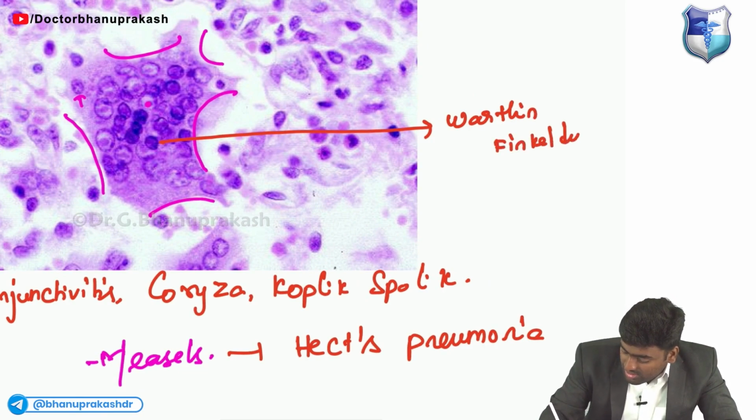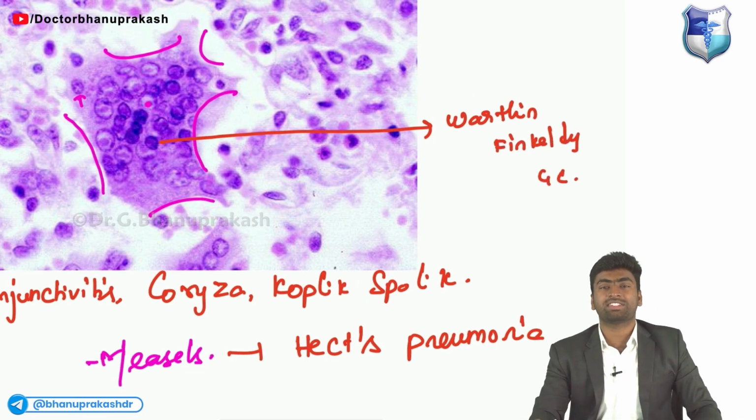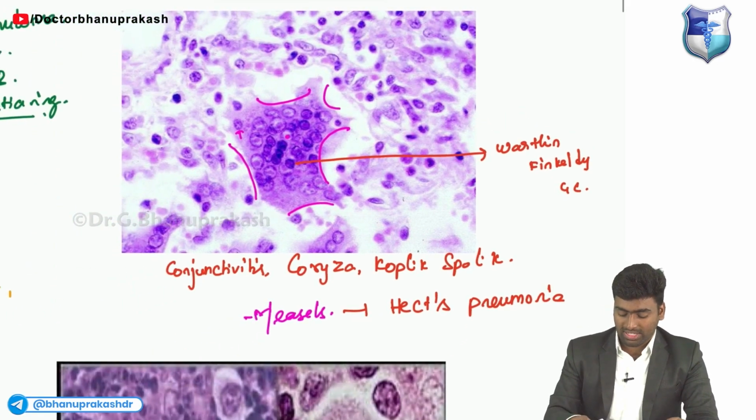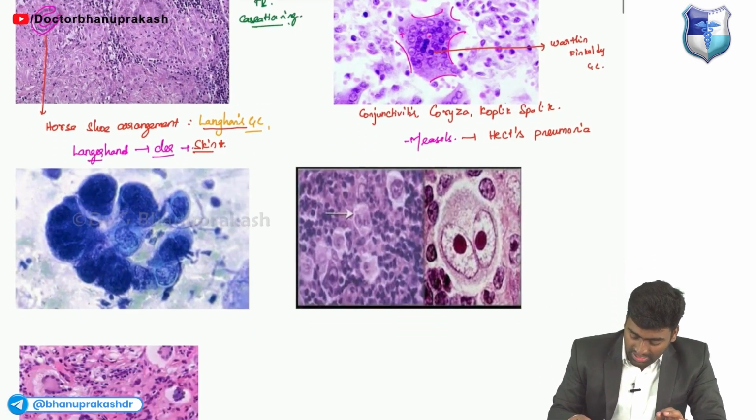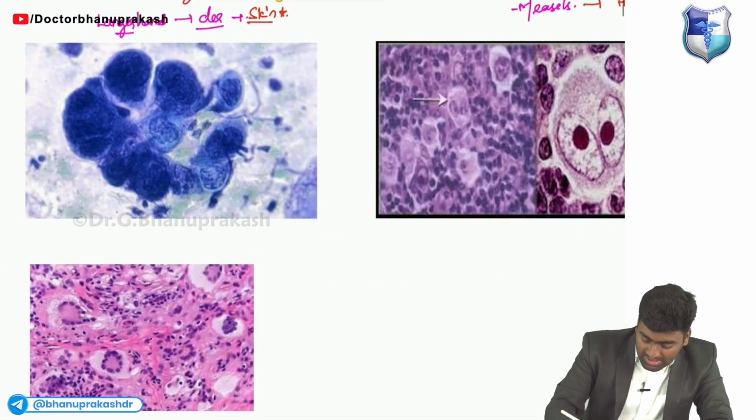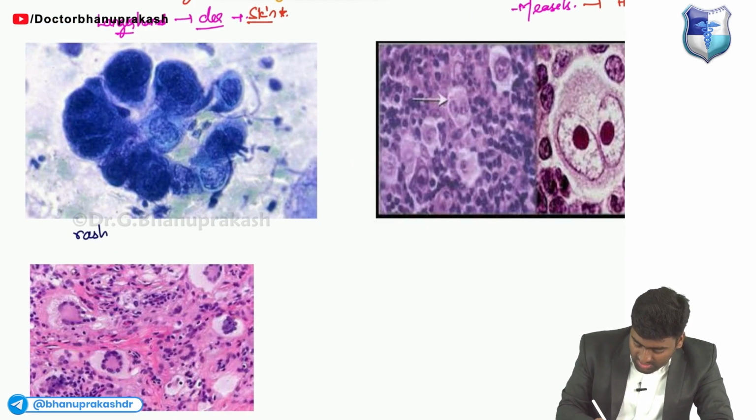Warthin-Finkeldey giant cells. Remember, in measles, you will see these Warthin-Finkeldey giant cells. Okay, that's it. And in measles, the name of the pneumonia seen in a case of measles is giant cell pneumonia, Hecht's pneumonia. Fine. And next, you see a patient who is presenting with a rash or group of rashes over the genitalia.